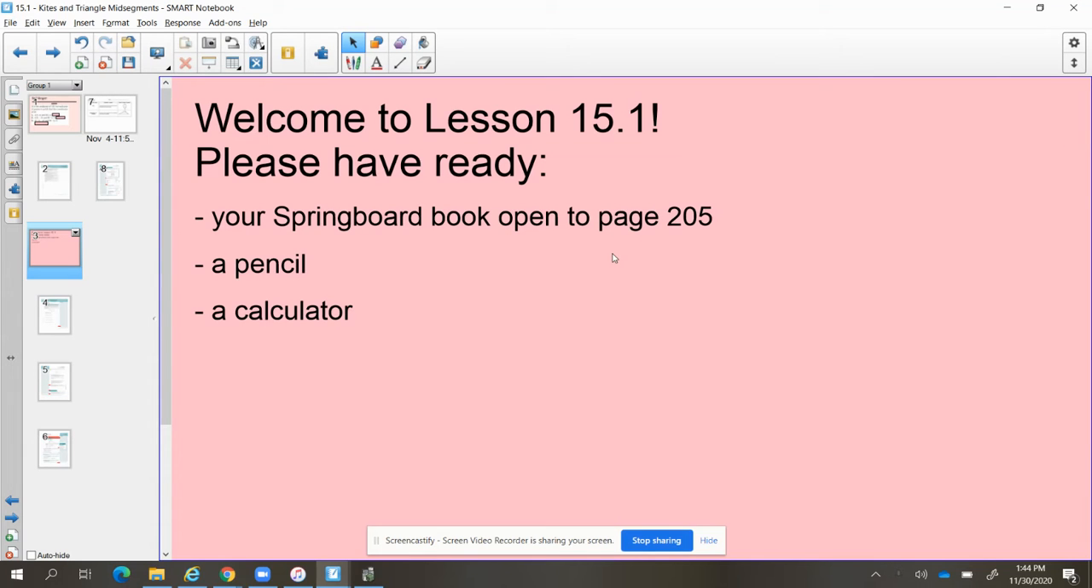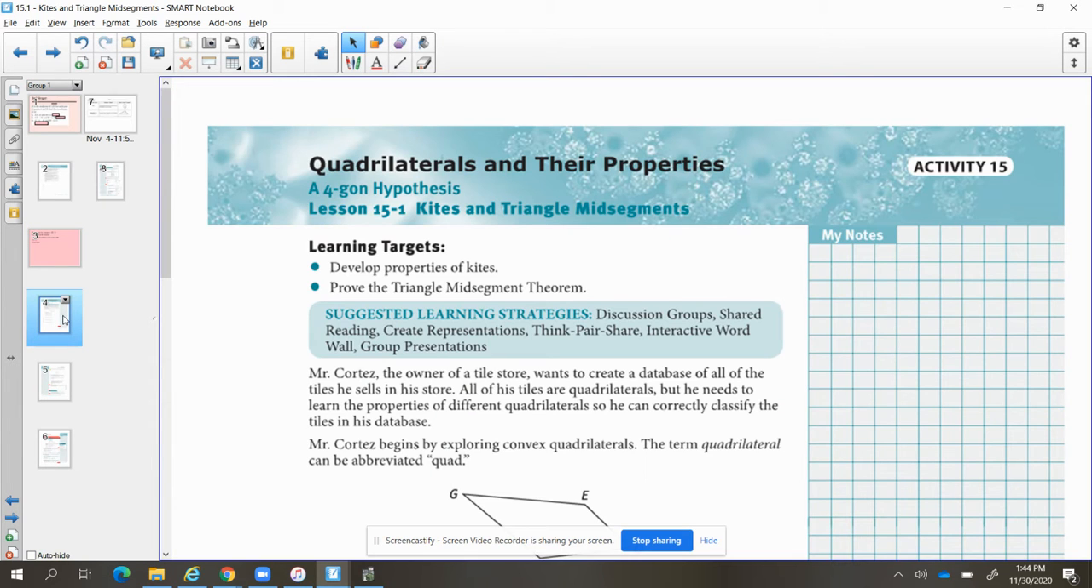Everyone, and welcome to Unit 2, Part 3. Today we are going to start on page 205, and we are going to talk all about kites and the triangle midsegment theorem. You'll definitely want a pencil and a calculator as well.